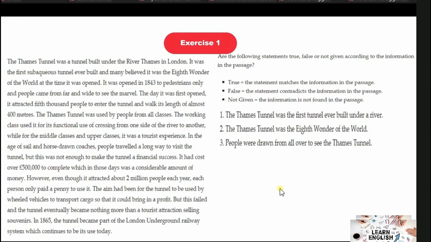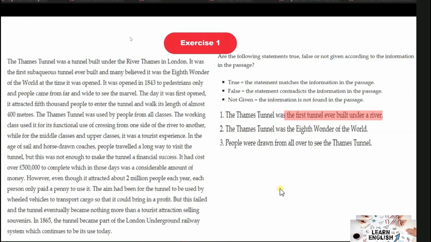So the first question says, the Thames Tunnel was the first tunnel ever built. So look here, what are the keywords? The first tunnel ever built where? Under a river. So this is the key phrase here. So is it true, false, or not given? So here I need to analyze. As I analyzed the question, I understood the question. I need to go to the passage now. So if you're ready to answer this question, just raise your hand, please, to let me know that you want to participate.